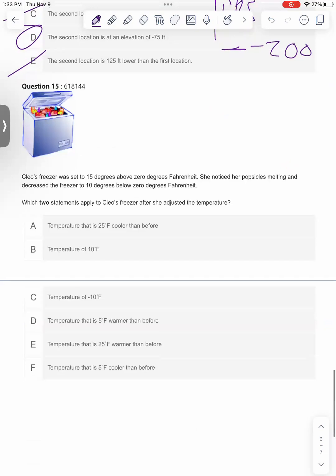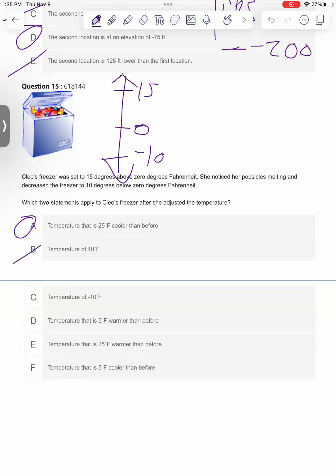All right. And last one, Cleo's freezer was set to 15 degrees above 0 Fahrenheit, but she noticed her popsicles were melting, and no one wants that. So she's at 15 above 0. Now she's decreased it to 10 below 0. So here's our 0. Well, she had to go down 15 to get to the 0 and another 10 to get to the negative 10. So it went down 25 degrees. And that's at negative 10. All right, it's not that. It's not 25 warmer.